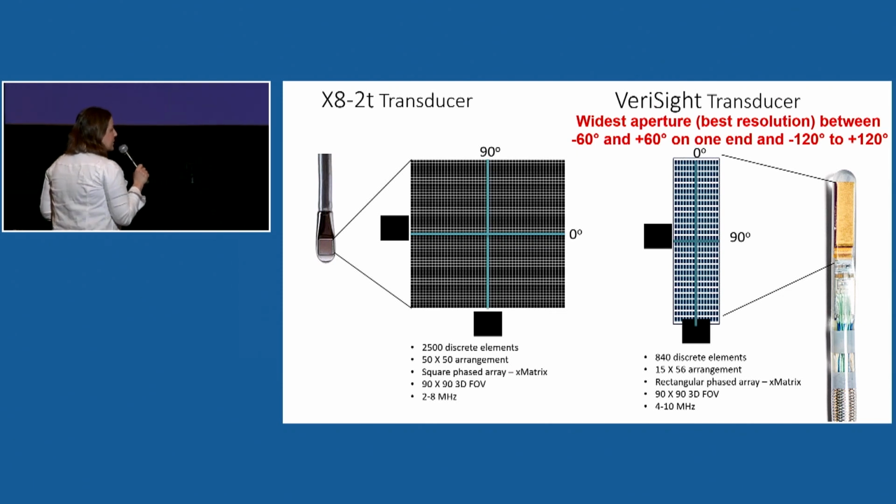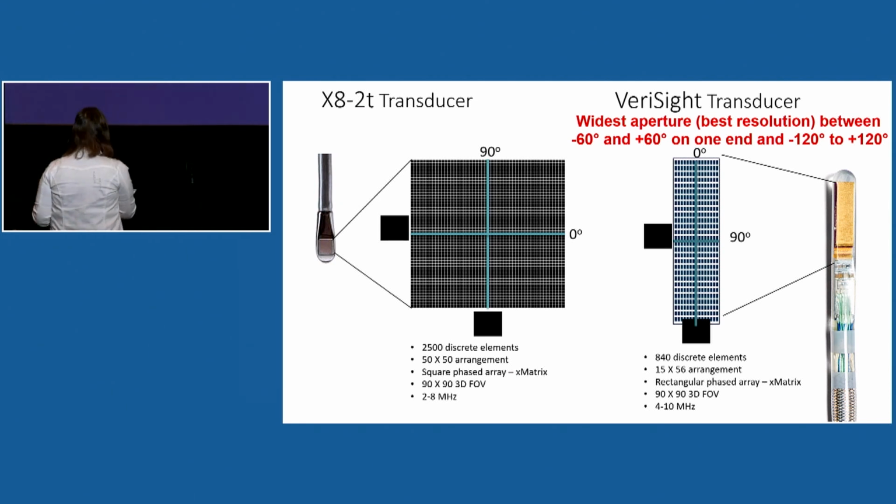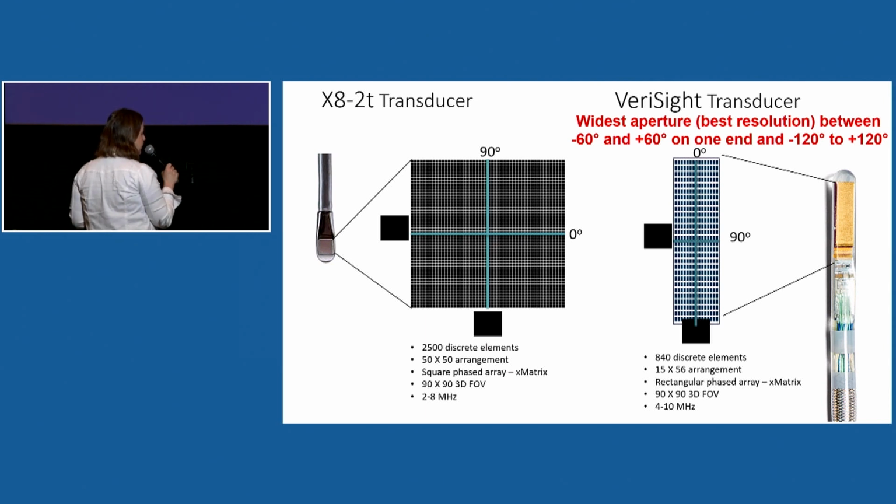So really, what is the difference, right? Why do we have these differences in imaging? Because if the imaging was the same, this might be more appealing. You have many more discrete elements with the X8 transducer than with the VeriSight, and I'm going to compare Philips to Philips, right? So we're using the same machine and the same software. The VeriSight transducer has fewer crystals, but not only that, you really have a smaller window to get your best resolution. So your omniplanes are really between -60 and +60, because that's where you have the widest aperture, and that's where you have the best resolution.